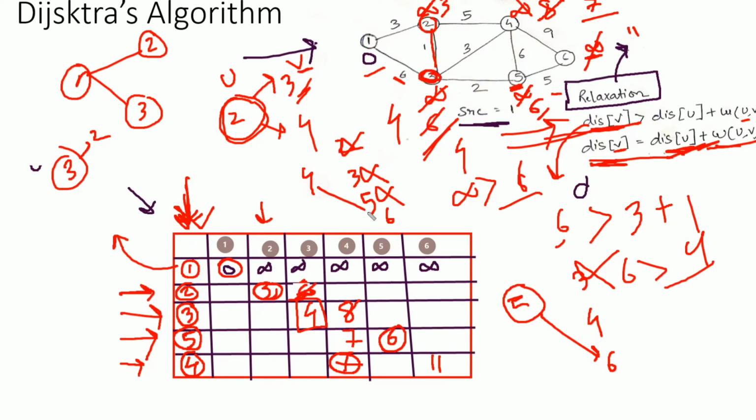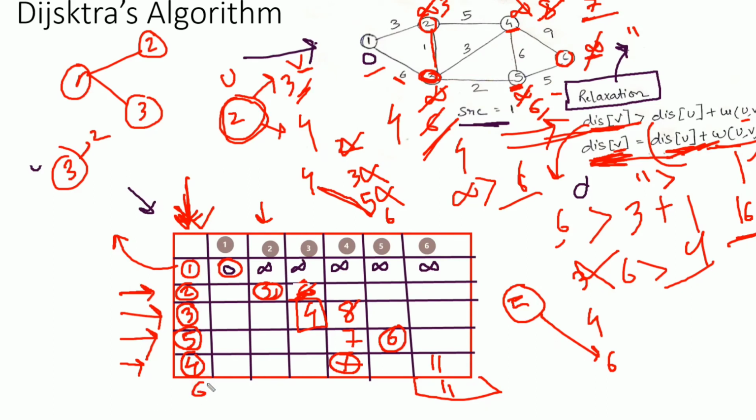So I'll not visit those vertices again. From vertex 4 to 6, the current value of vertex 4 is 7 and the weight is 9. So 7 plus 9 is 16. The current value of vertex 6 is 11. So 11 is not greater than 16, so I'll not update the value.